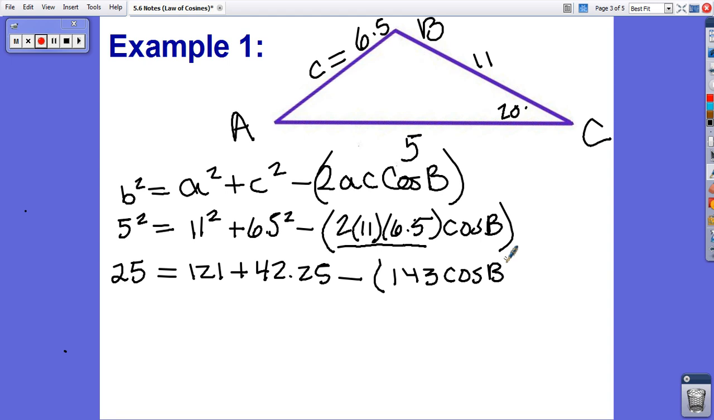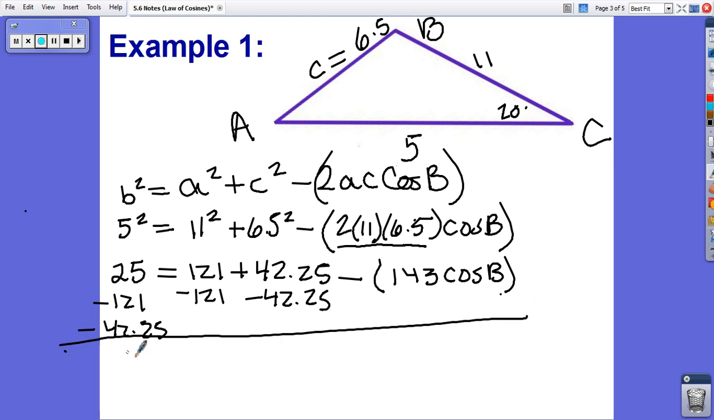Okay, so I can't subtract this stuff first because I'd have to multiply first, and I'm really trying to solve for cosine of b. So what I can do is subtract 121 from both sides, and I can also subtract the 42.25 from both sides. So what I would end up with is negative 138.25 is equal to negative 143 cosine b. So without the parentheses, you might have subtracted 143 from this information or added it to this side and you would get the wrong answer.